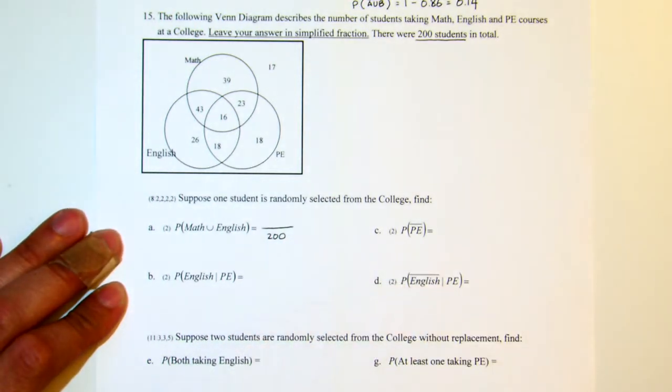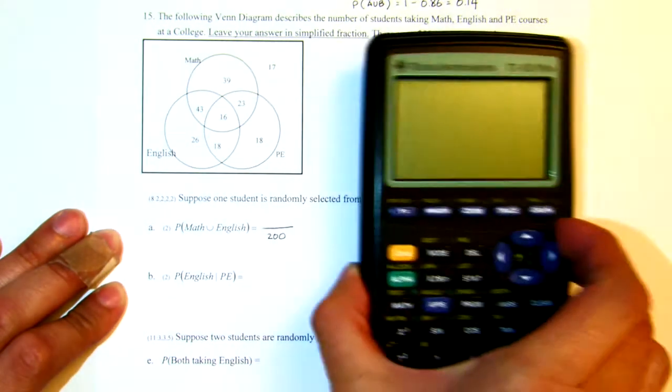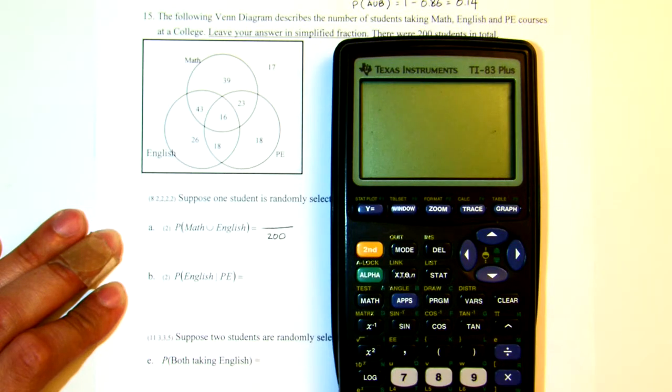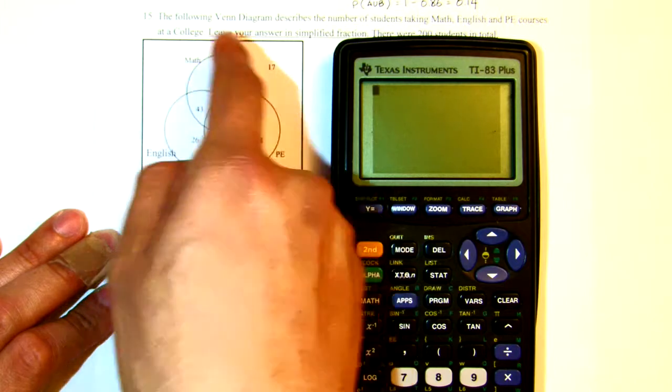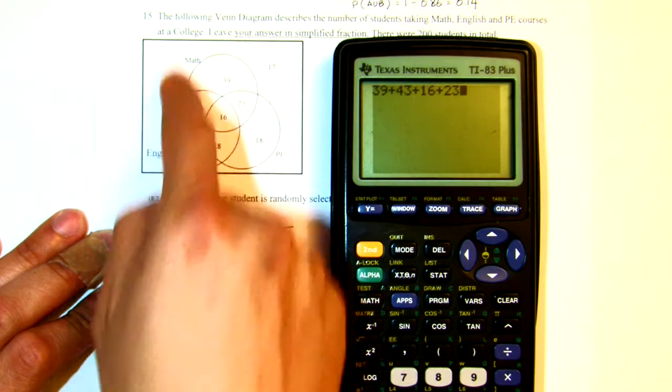Now, how many students are taking either math or English? There are a lot of numbers there. Let me use my calculator to compute it. I will first compute the number of students taking math. That's 39 plus 43 plus 16 plus 23. This is the number of students taking math.